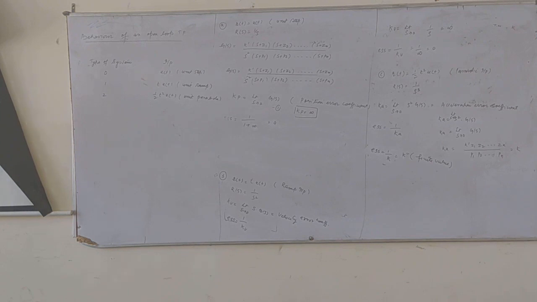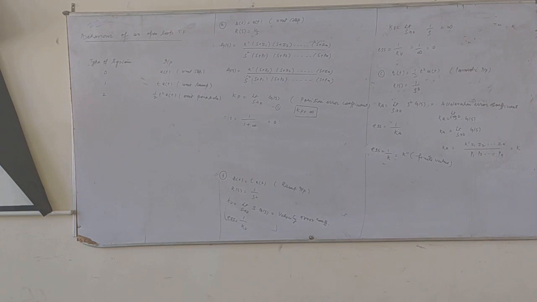Of course, these results will be valid for what? Negative feedback unity control system, which we are talking about. Negative feedback unity control system. Okay. So this was something about the product.